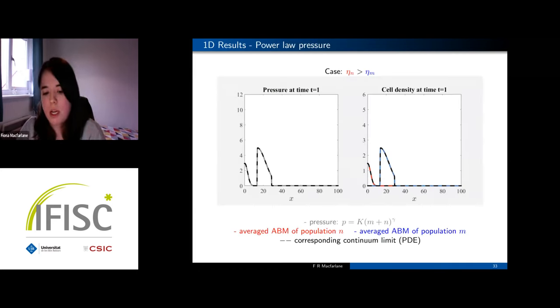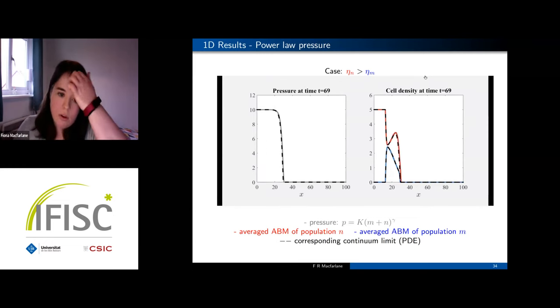To give an idea of some of the results we can get with this model, we're going to look at some 1D simulation results. In this case, we've chosen the pressure function to be a power law function of the total cell density. In the simulation results we're going to show, we've got pressure in this left-hand plot, where the individual base model is this solid gray line, and the corresponding PDE is the dashed black line on top. On the right-hand panel, we've got population N in red and population M in blue. A reminder, population N is the invasive population and population M is the more stable population. In the parameter setting I'm showing, population N is more sensitive to this pressure gradient in how they move.